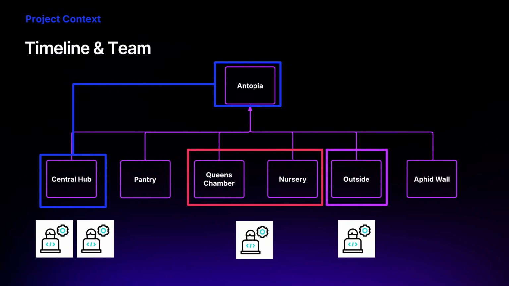Basically, we have 4 months to deliver the project. Two programmers were working on the Central Hub and the core project Antopia, and 1 programmer was working on the Queen's Chamber and Nursery, and we also have a blueprint developer working on the outside. So with this, we need to develop the room features as much in parallel as possible.